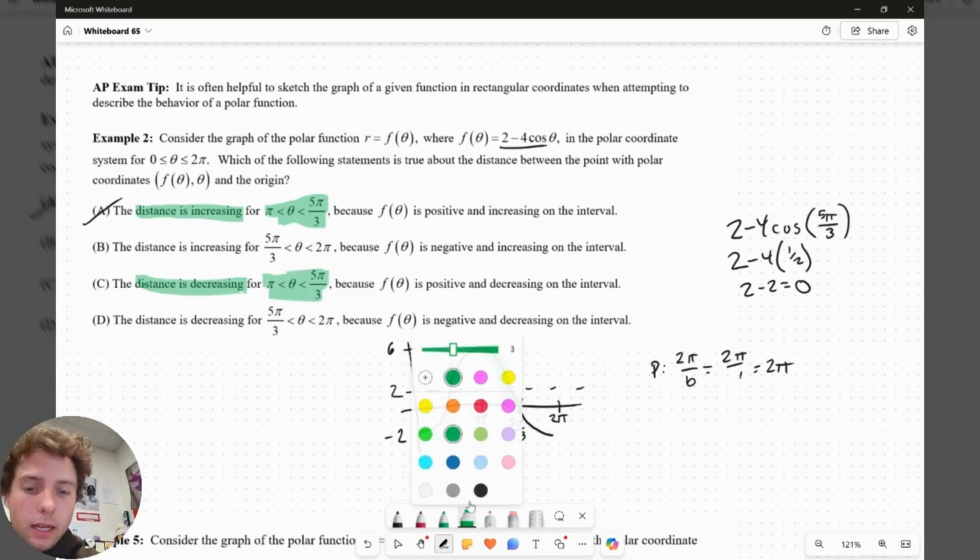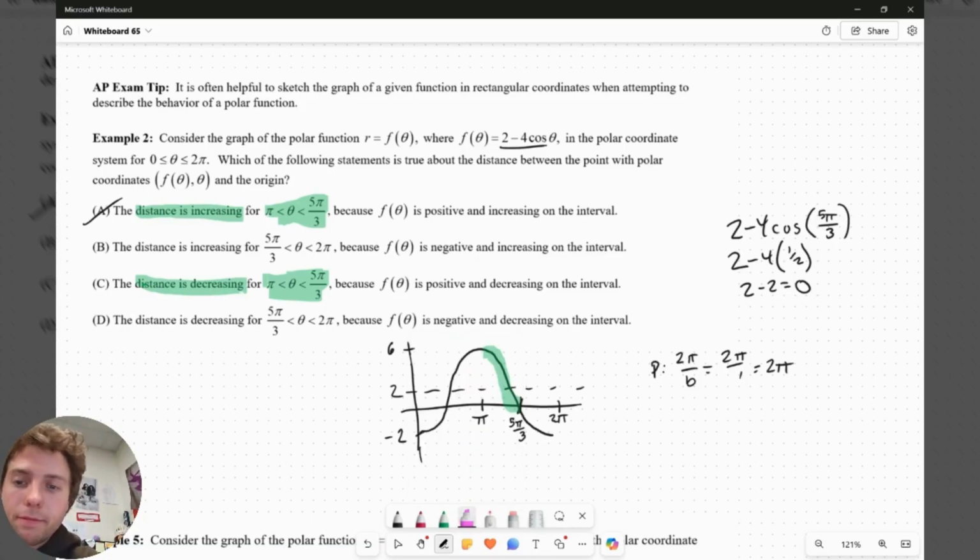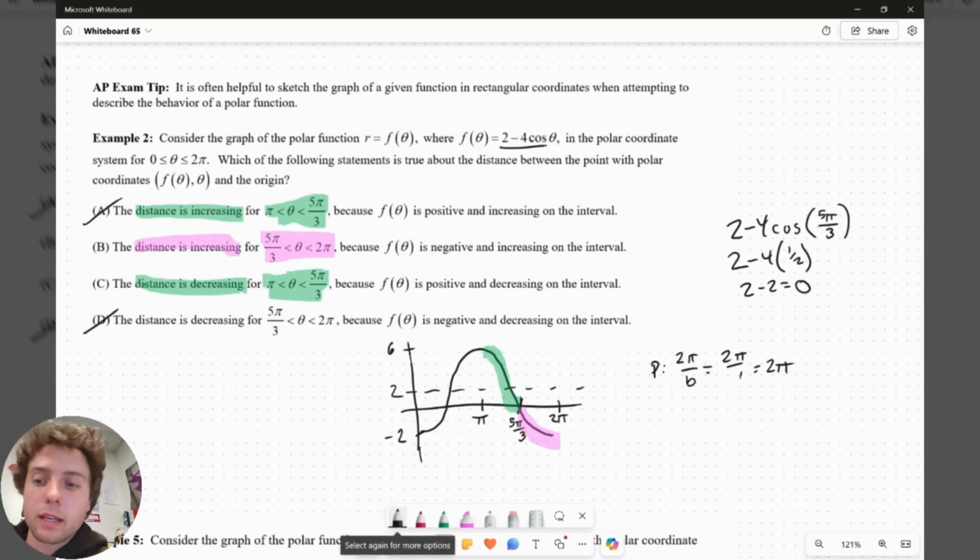Let's look at the other interval, though, from 5 pi thirds to 2 pi. Notice that distance is going away from the x-axis. That means the distance is increasing, not decreasing. So I can get rid of answer A and answer D. Well, now, which one has the correct reasoning?